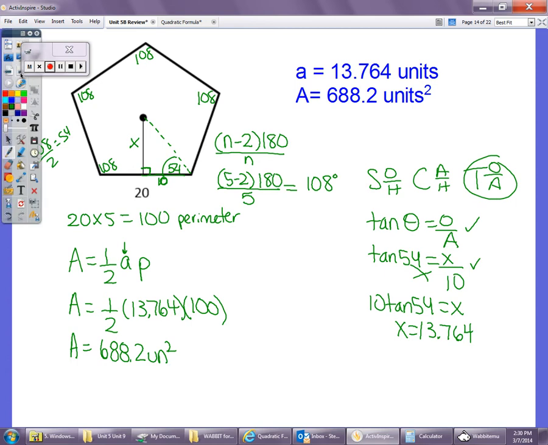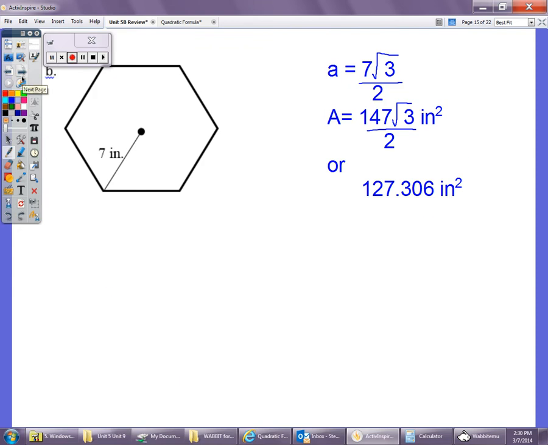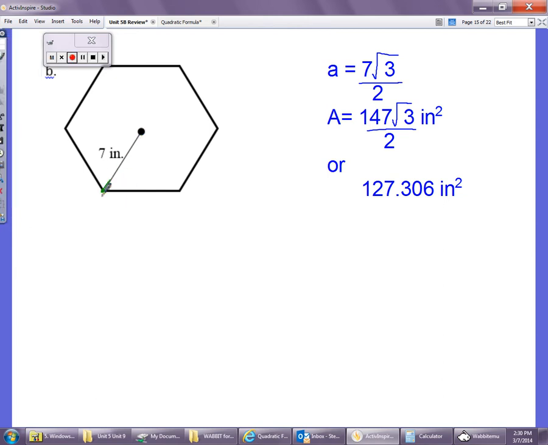Alright. So again, this is a hexagon. A hexagon has 6 sides. This is the radius. A radius will always hit the corner. So if I took 2 radii and put them together, it's going to wind up giving me an equilateral triangle.